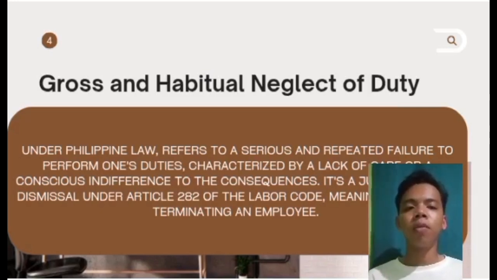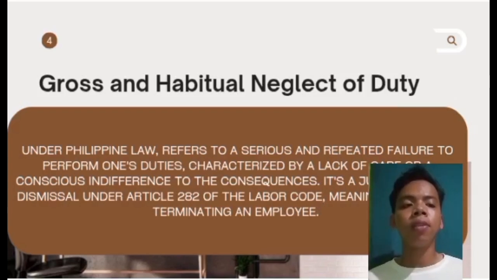Gross habitual neglect of duty under Philippine law refers to the serious and repeated failure to perform one's duties, characterized by a lack of care or conscious indifference to the consequences. It is a just cause for dismissal under Article 282 of the Labor Code, meaning it justifies terminating an employee.